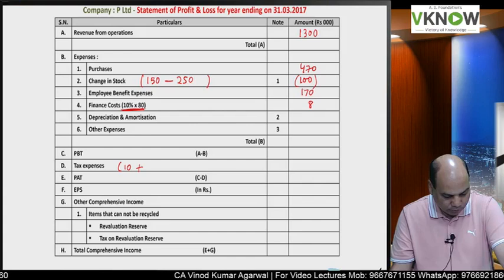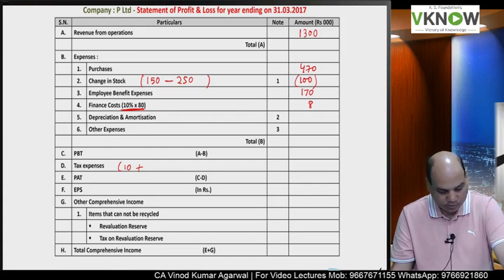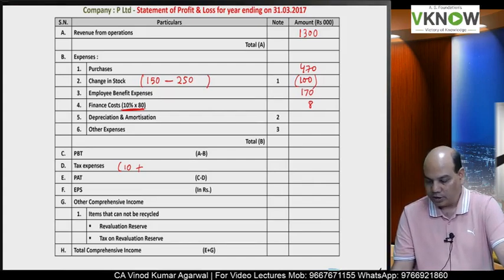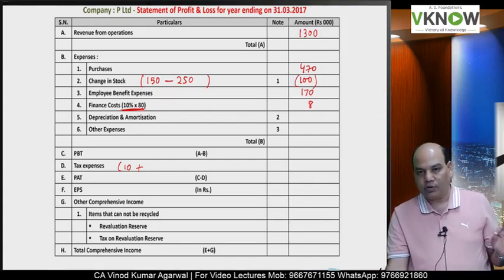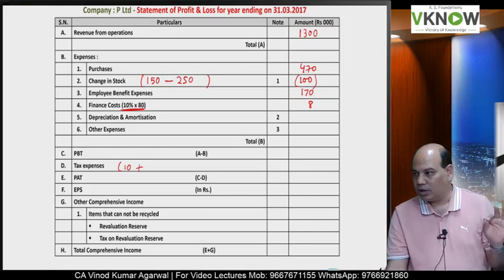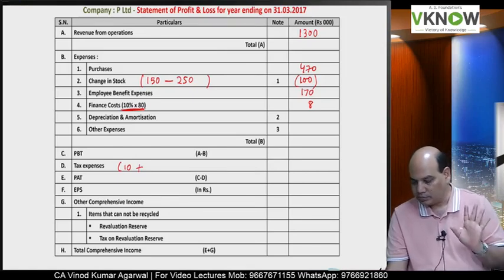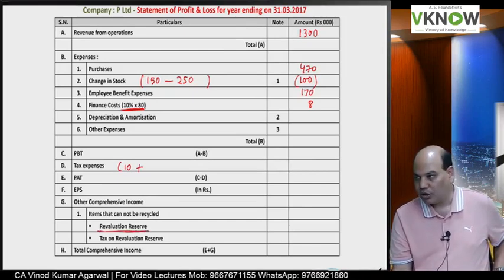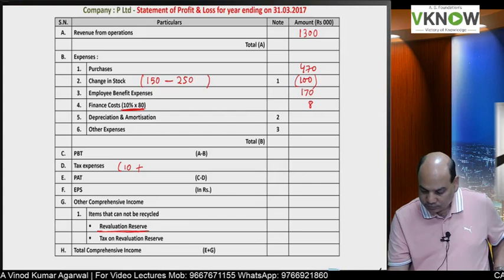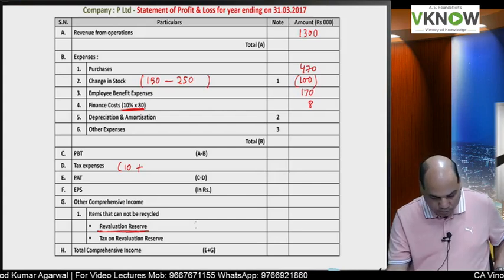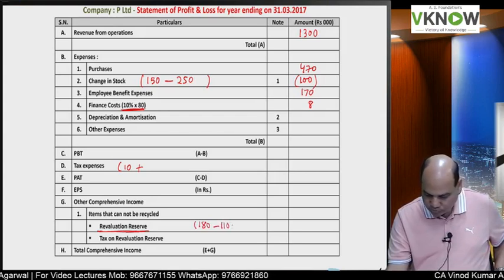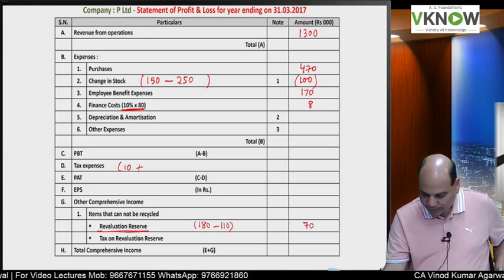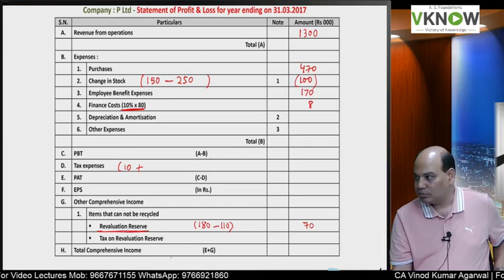But before that, I will go to adjustment number 7. Land has been revalued at 180. So entry for revaluation of land will be land account debit to revaluation reserve. Revaluation reserve will come under OCI here. How much is that? 180 minus 110, 70. But there is a tax also.